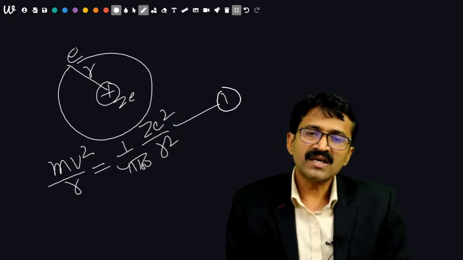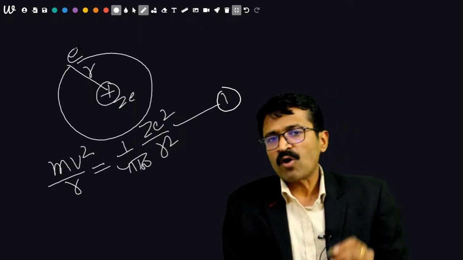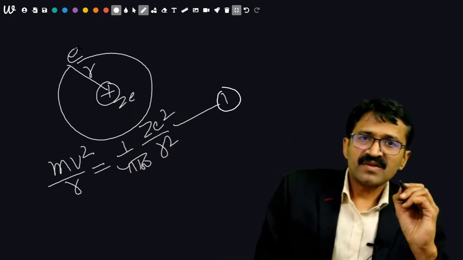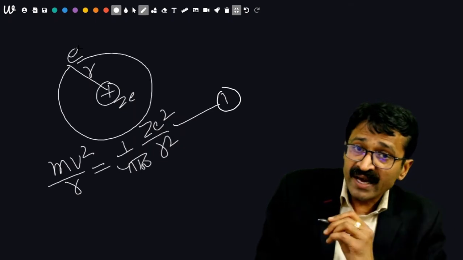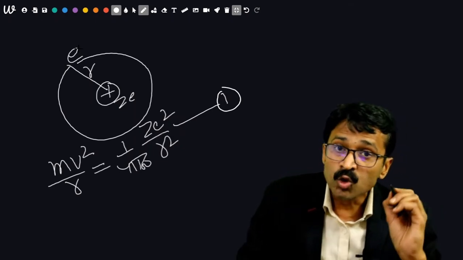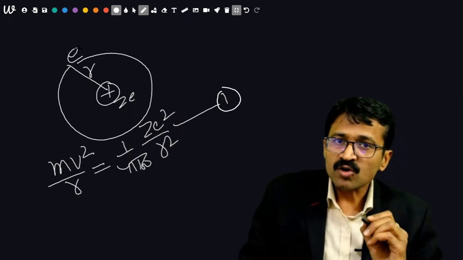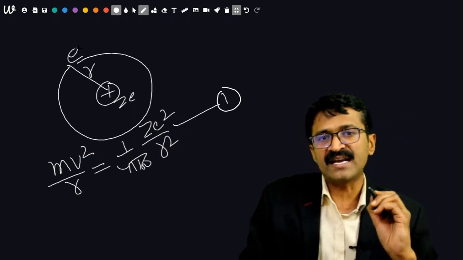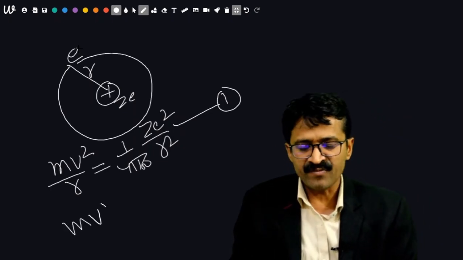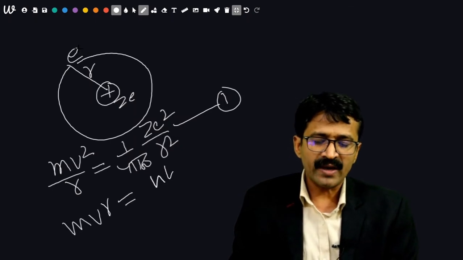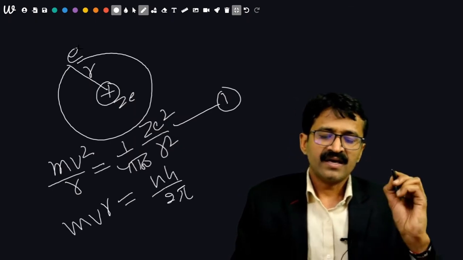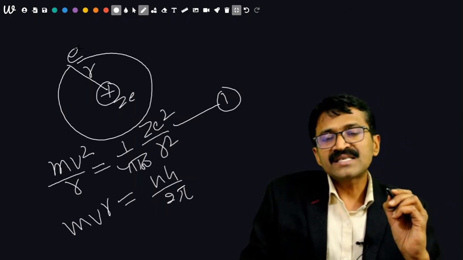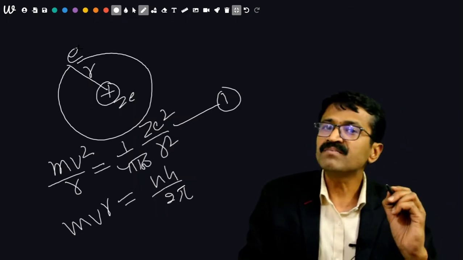Now, what about the second postulate? According to the second postulate, he said that the electron revolving around the nucleus will lie in those orbits or energy levels whose angular momentum is an integral multiple of h upon 2 pi. That is, mvr should be equal to nh upon 2 pi. This postulate was given on the basis of Planck's quantum theory.